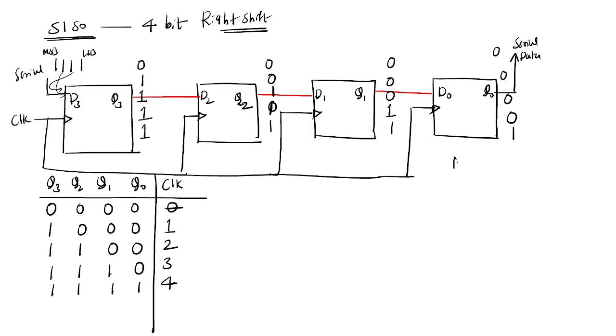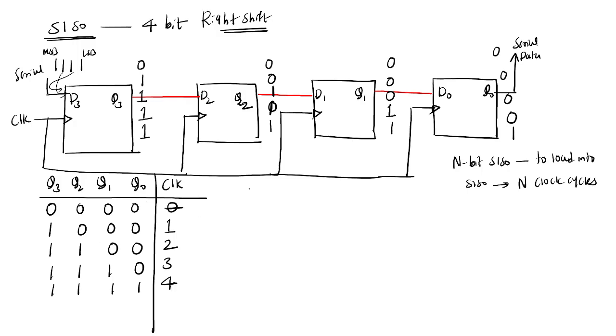Suppose you consider an n-bit shift register, n-bit SISO, serial in serial out. To load the data, how many clock cycles do we need? N clock cycles.